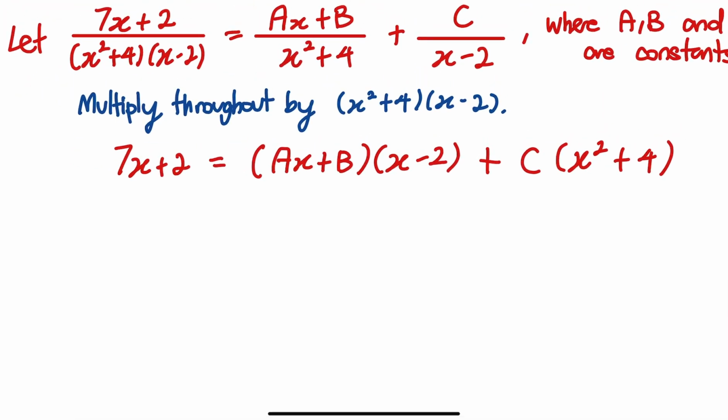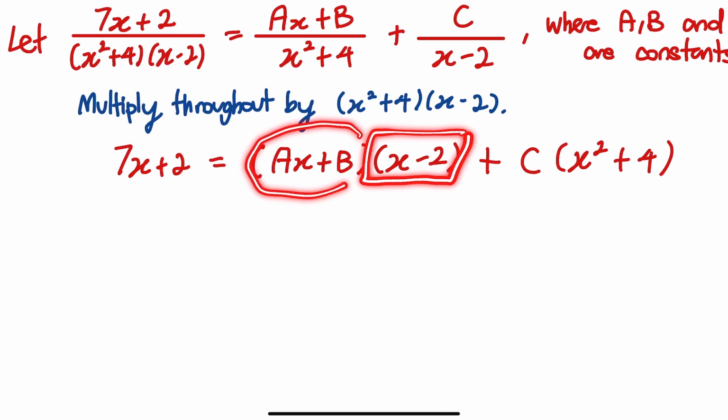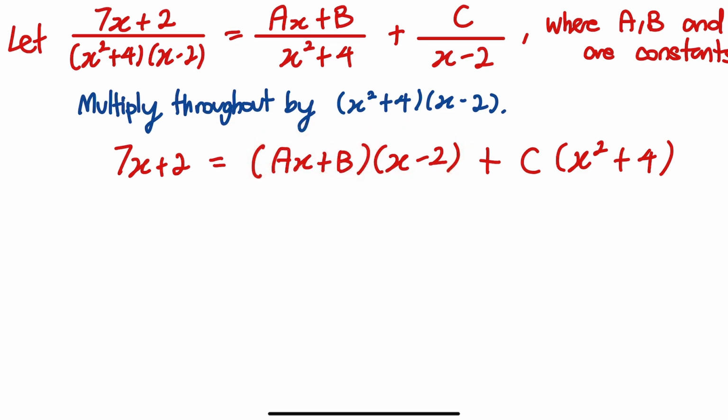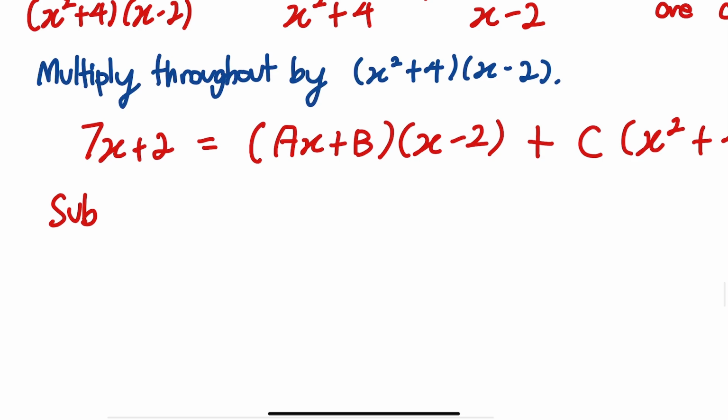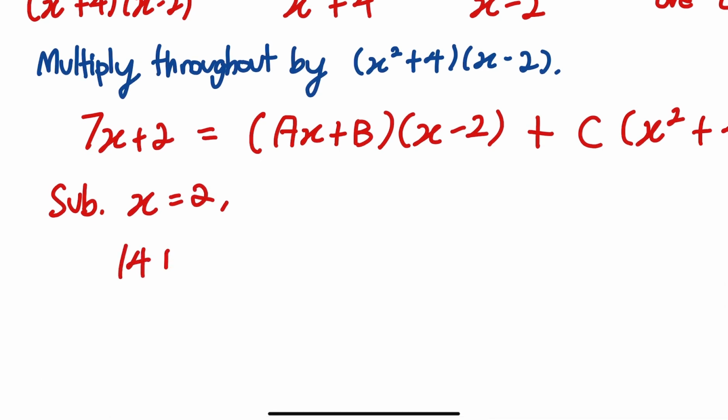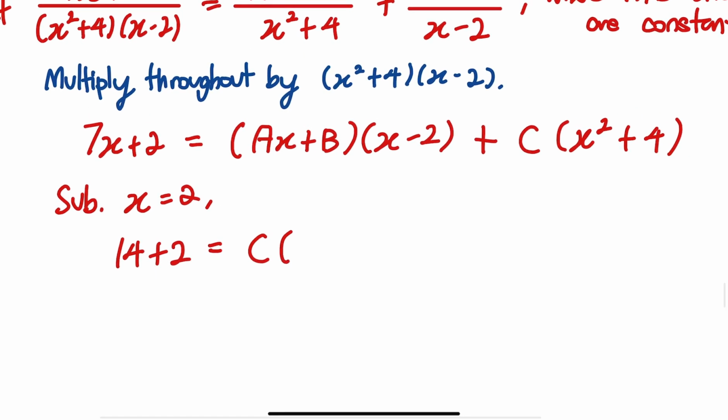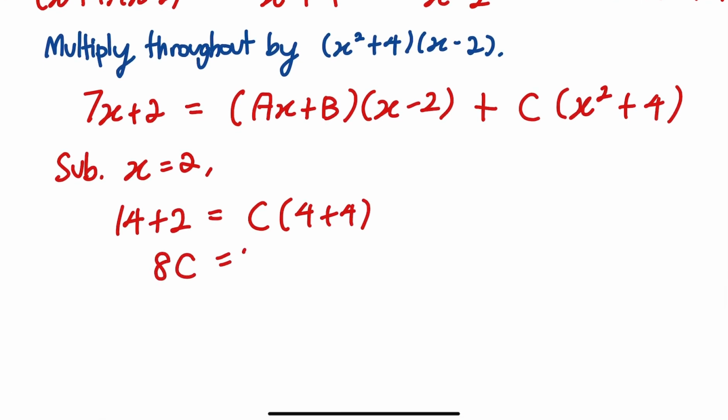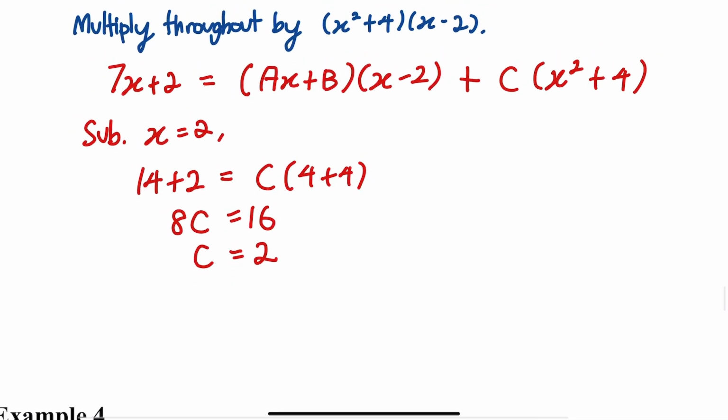Find values of x to sub in to find your a, b, and c. So I hope you can see clearly over here. To find c, I just need to sub in x equals to 2 to turn this into 0, and this whole thing will disappear. Okay, so over here, step 1, sub x equals to 2. I'll get 14 plus 2 equals to c times (2 squared is 4, plus 4). So therefore, 8c is equal to 16. c equals to 2.